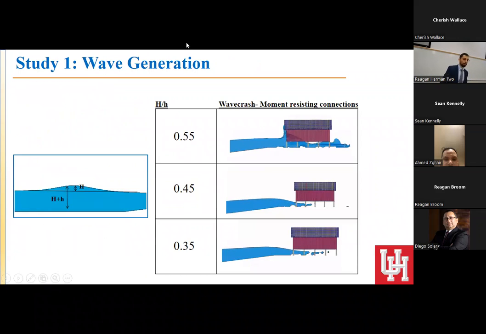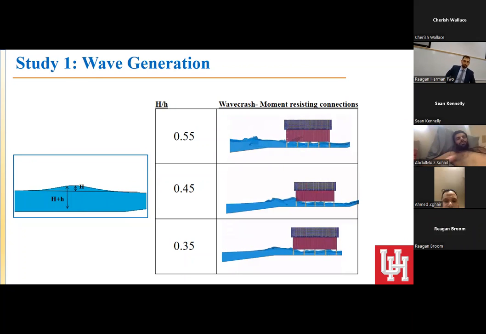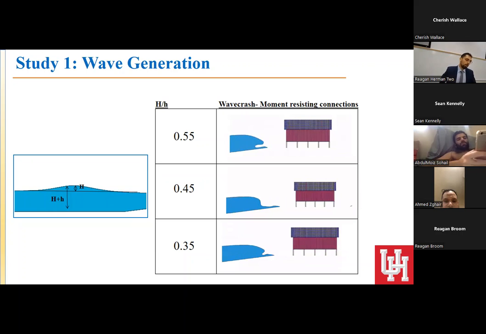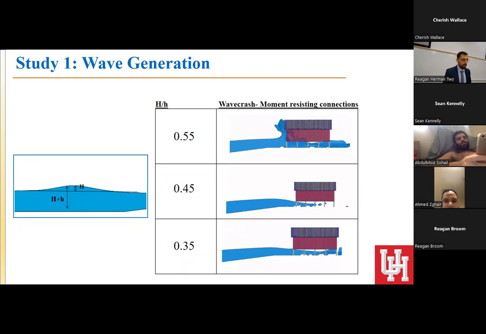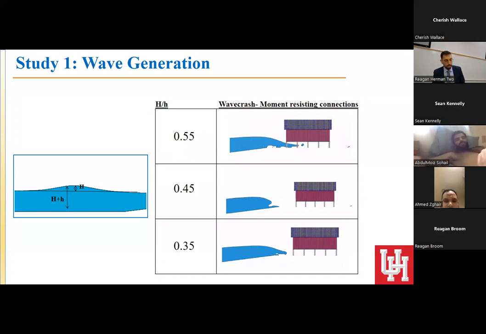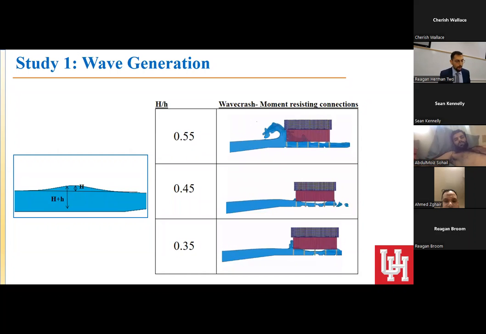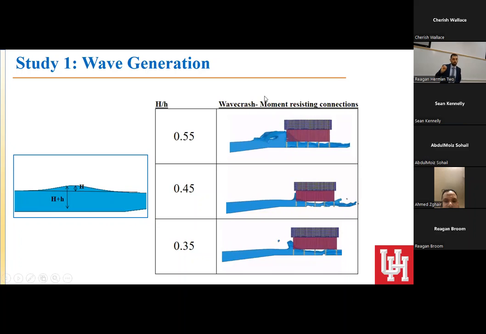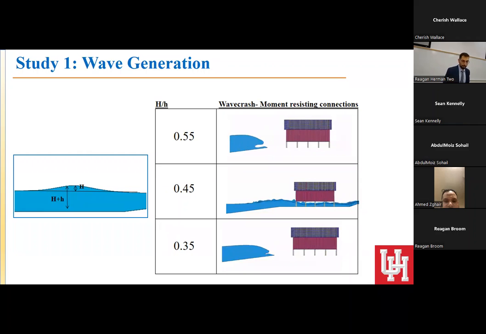Okay, so let's talk about the wave generation. We studied the house under 3 different waves. The wave height to still water level ratios can be seen here, 0.55, 0.45, and 0.35. And you can see actually how differently they behave with the structure. As you can expect, of course, the waves with a higher wave height ratio surge way higher than the other ones. However, even for the lowest wave height ratio, where the wave just barely touches the structure, there is still some significant surging happening in the facade.